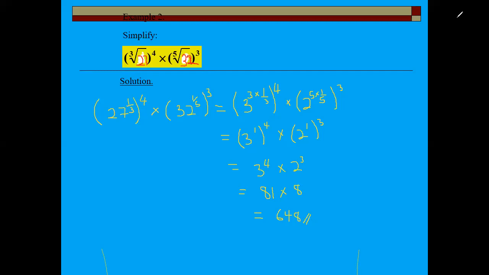So with this very nice example, I want to go on to a more challenging one. Let me clear the screen first.